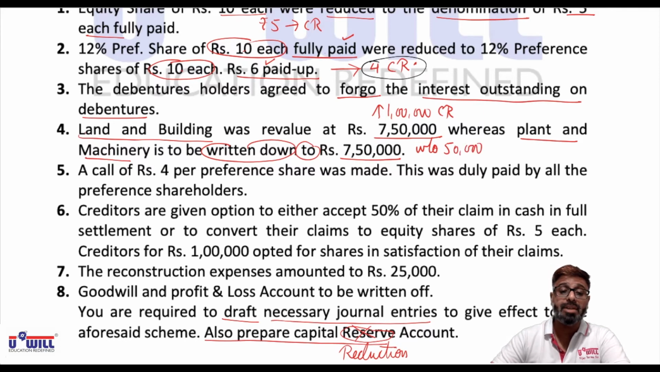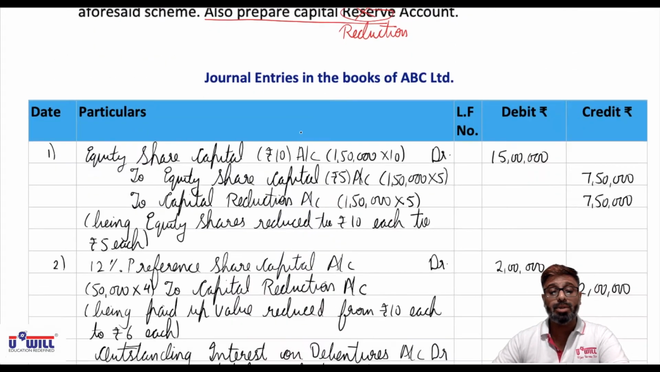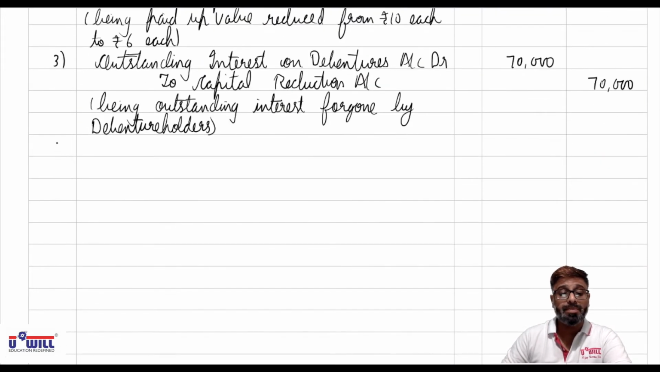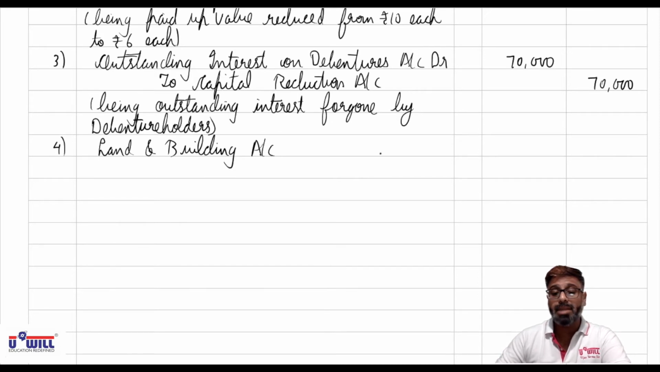So two separate entries will come. Land and buildings value is increasing. Plant and machinery's value is decreasing. Land and building is increasing, so that amount is a profit we will transfer to capital reduction, 1 lakh rupees. So for that, land and building account debit 1 lakh.